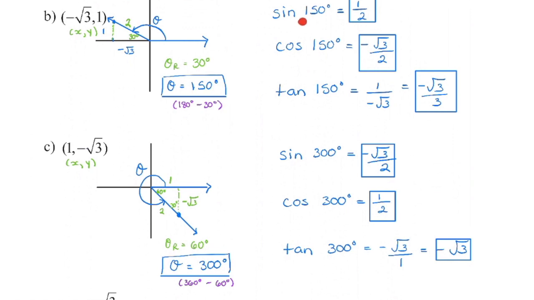So the sine of that 150 degree angle, again, if you look at your triangle, this is my reference angle, this is my opposite divided by my hypotenuse. Cosine of that 150 degrees is the adjacent side divided by the hypotenuse. And tangent of that 150 degrees is the opposite side divided by the adjacent side. And again, we're going to rationalize to get rid of that. And I also don't want to leave a negative in the denominator. So we're just going to move that up to the top there.